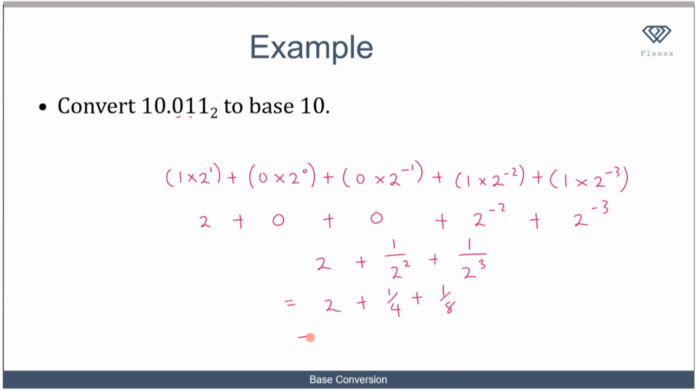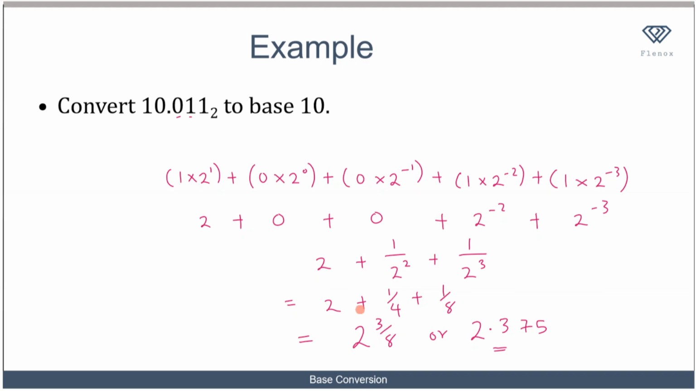And if you find your LCM, this is the same thing as saying 2 and 3 over 8, or in decimal point, this is the same thing as 2.375. So this is how you deal with decimal points when you are trying to convert from another base to base 10.